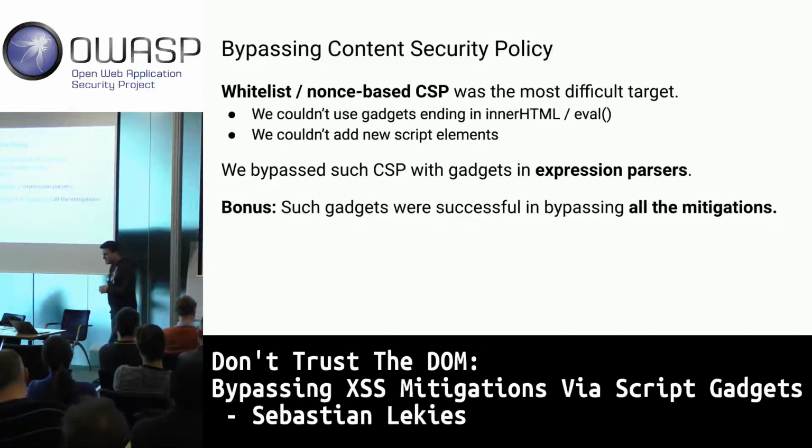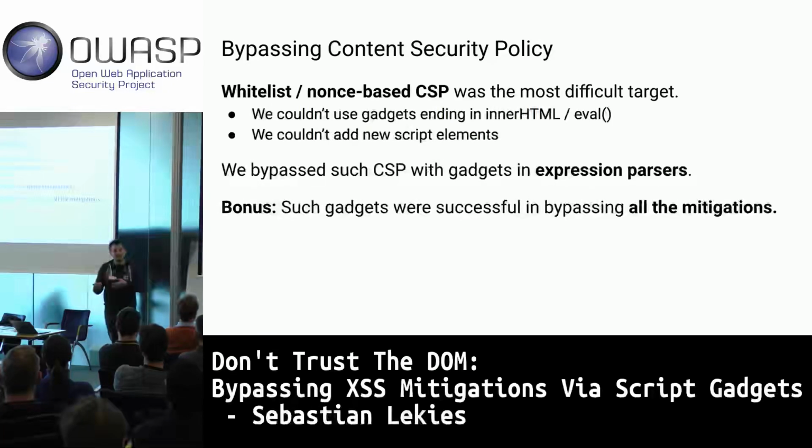Okay, now let's come to the most interesting gadgets, the ones that bypass whitelisted nonce-based CSPs. So let's assume we have a CSP policy where we removed all those insecure keywords. We removed unsafe eval, unsafe inline, and strict dynamic. And we are super secure. Everything is great. These are the hardest policies to circumvent, but actually we managed this by using expression parsers.